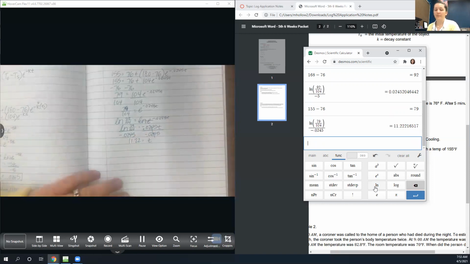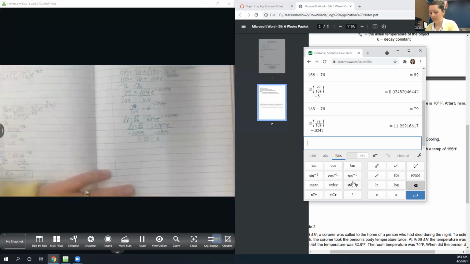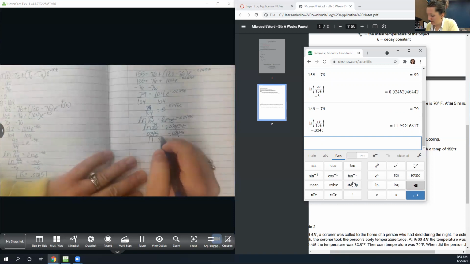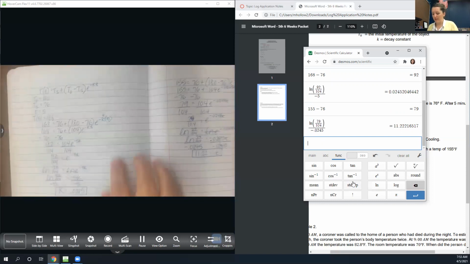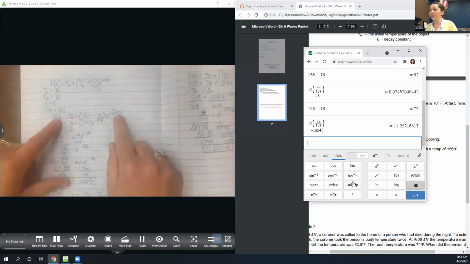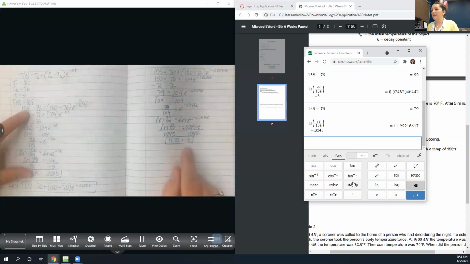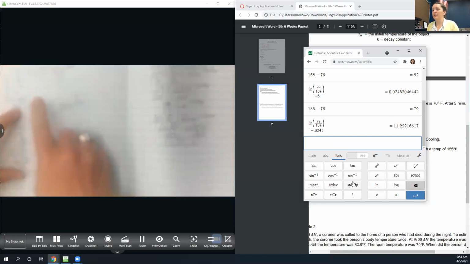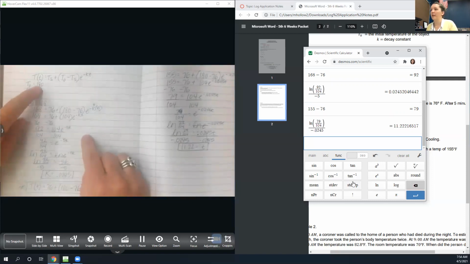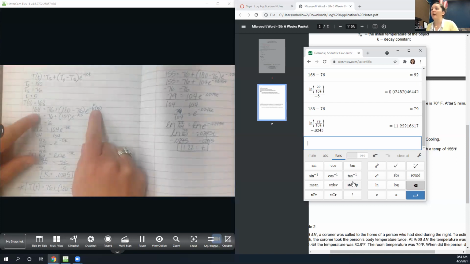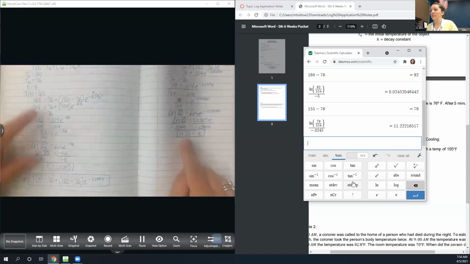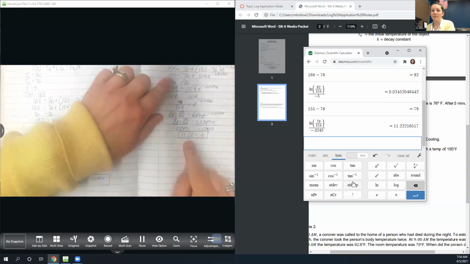So our time here is 11.22, and we were seeing that in minutes, right? So let's see if that makes sense, right? After 5 minutes, it was 168 degrees. Does that make sense? So at 0 minutes, it was 180, right? That was our starting temperature. 5 minutes, it was 12 degrees cooler. And then 11 minutes, it was 13 degrees cooler than that. Does that make sense? Yeah, it absolutely does.